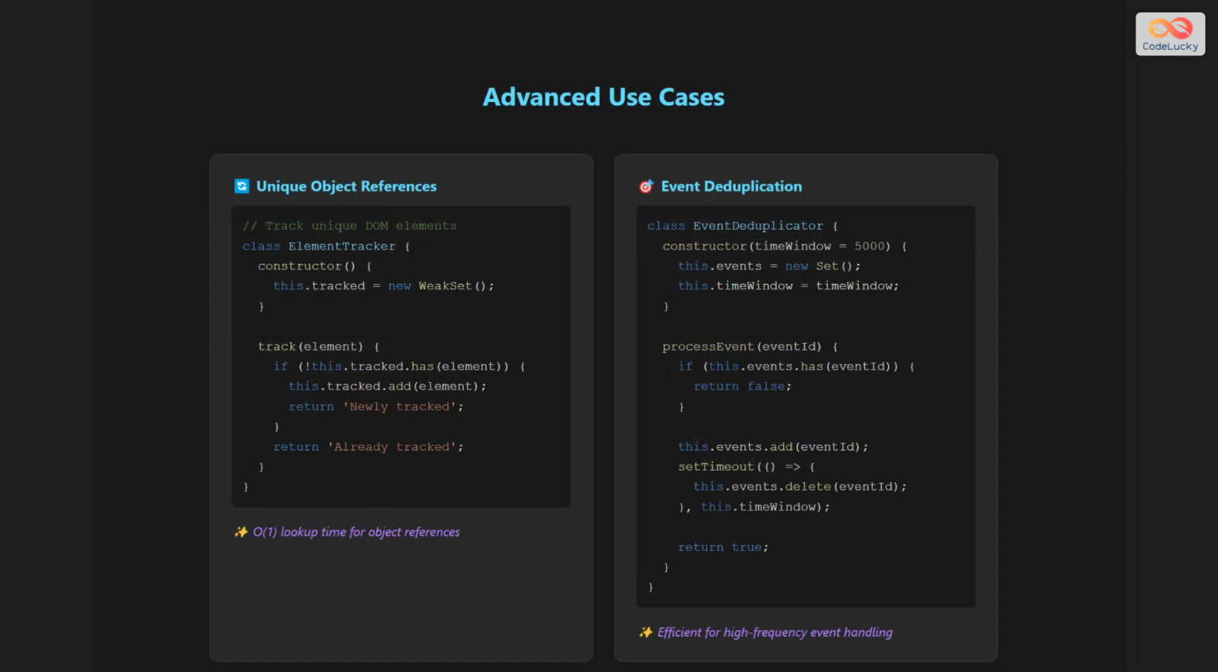WeakSets can be used to track unique Document Object Model elements, where you want to make sure that only unique elements are tracked using the has method. Sets can also be used for event deduplication, where you want to process each event only once within a specific time frame and prevent reprocessing the same event. Sets offer an efficient way of handling these high-frequency events.